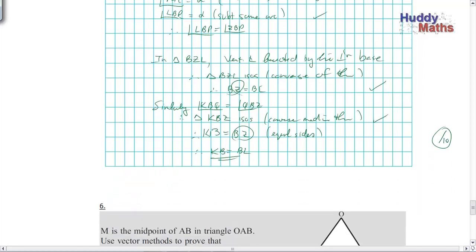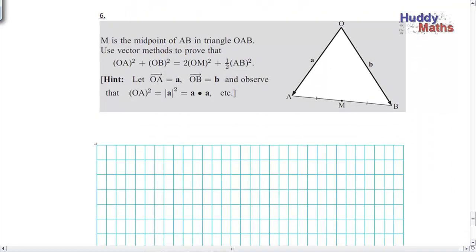How are you going? Getting some? There's some hard questions here, actually. Got to have a strategy. Make sure you use all the given information at each point.